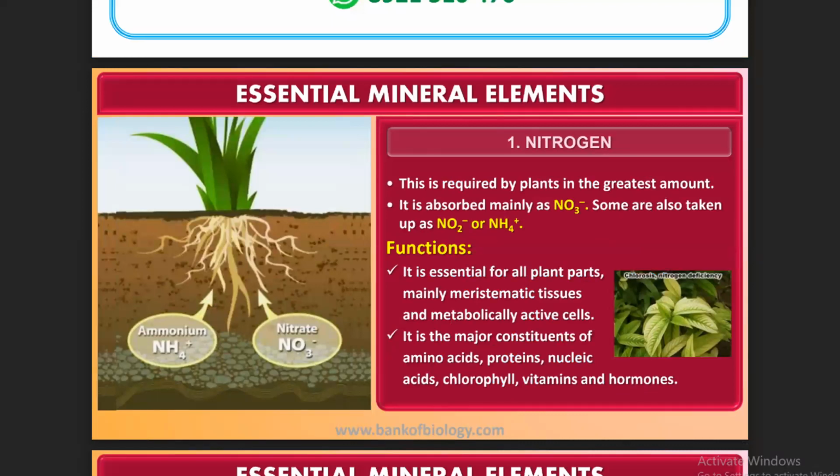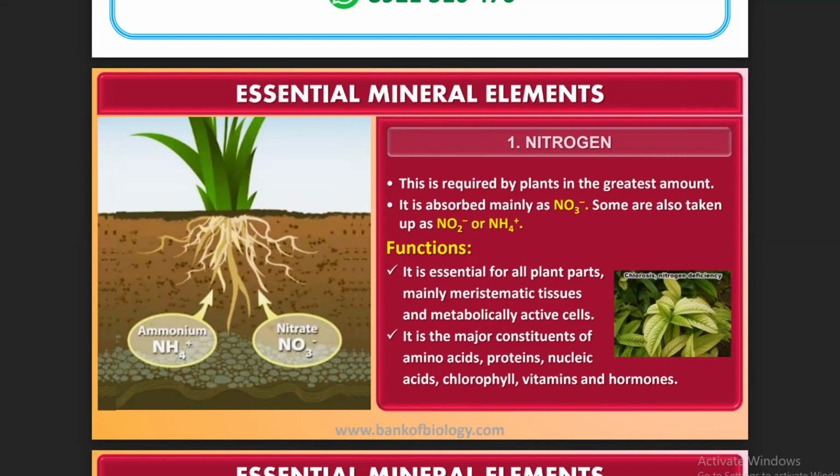Now, essential mineral elements, nitrogen. We will do nitrogen too. This is required for plants in greatest amount. It is absorbed mainly as NO3 minus. What is NO3 minus? Nitrate. Some are also taken as NO2 minus. NO2 is nitrogen dioxide.